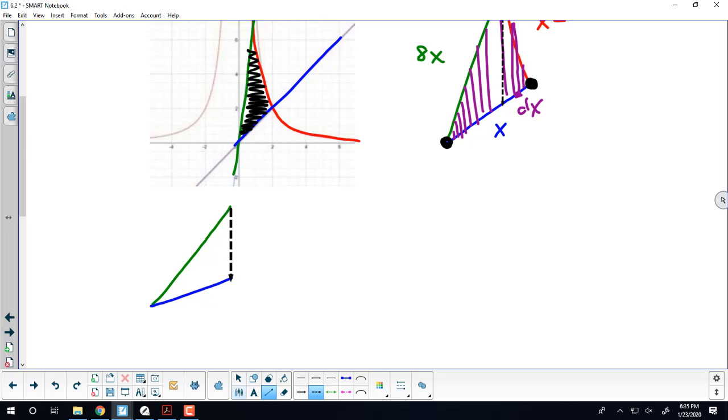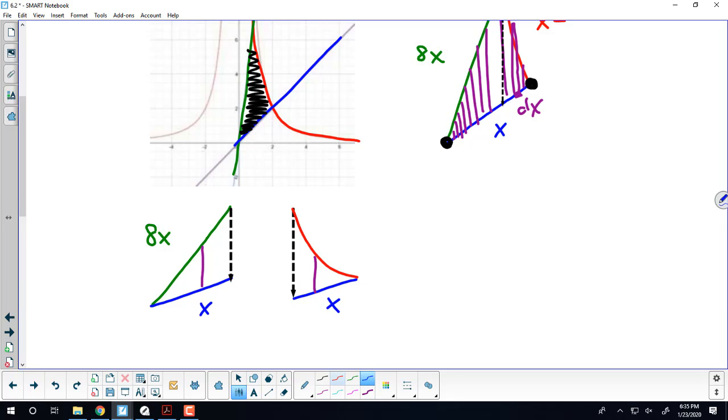So we have this one, and then we have this one. That's making that area up. So we'll just draw one of our rectangles here. Okay.